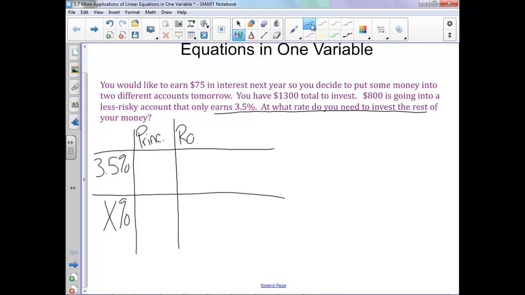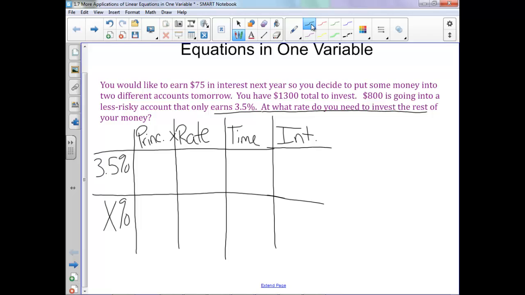your rate, the time, and this is then going to give you your total interest. And it's for your principal times your rate times your time equals your interest. So now let's substitute in our values that we know.